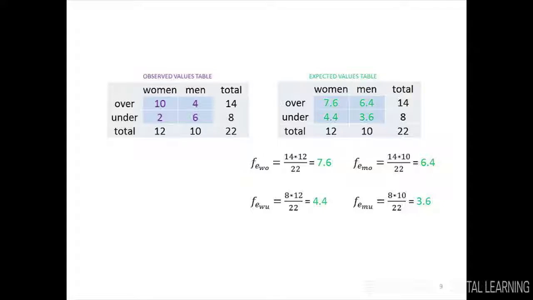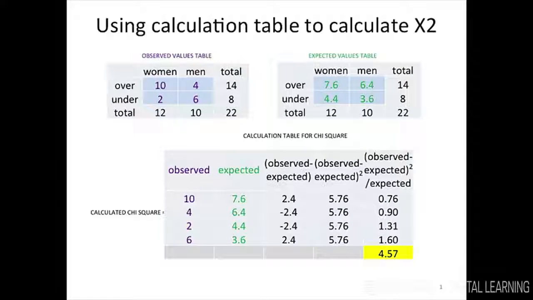This is when we're finally ready to calculate chi-square, because we have our 2 data sets. We have what we actually have in the observed values table, and then we have what we would have if the null hypothesis were true in the expected values table. So this bottom table down here is going to give us the calculated chi-square, right? So it's a pretty easy table to set up. You simply transfer your observed values into the first column.